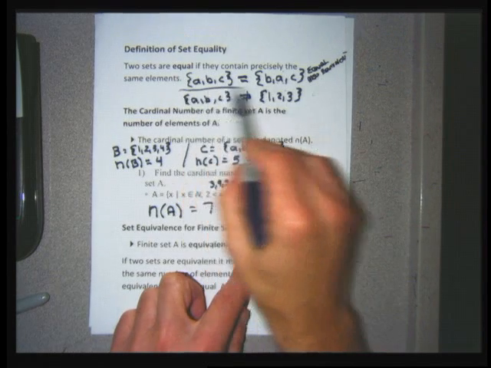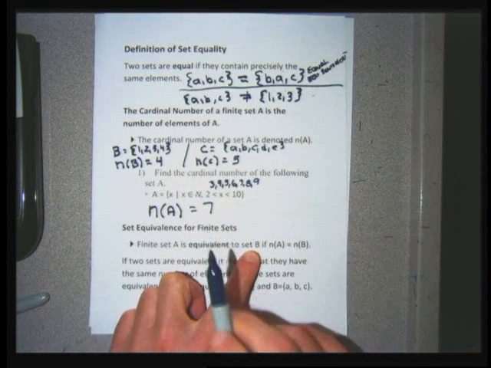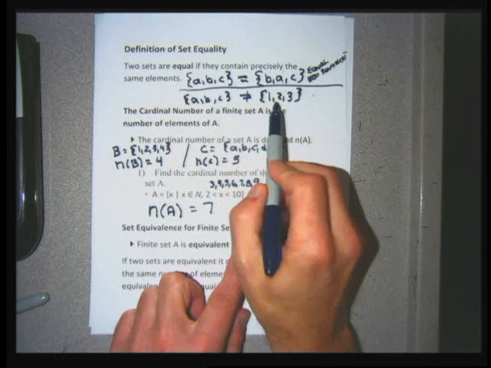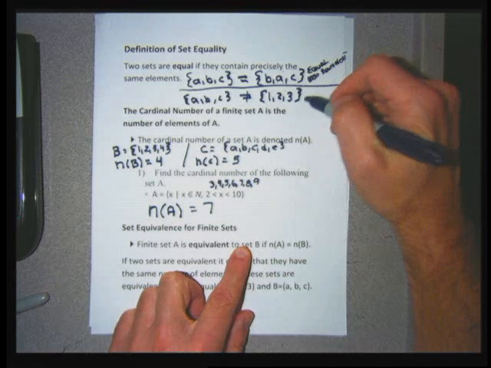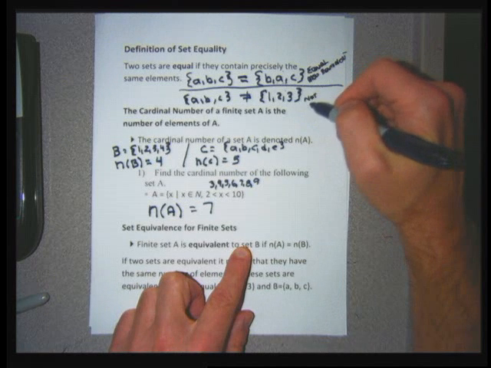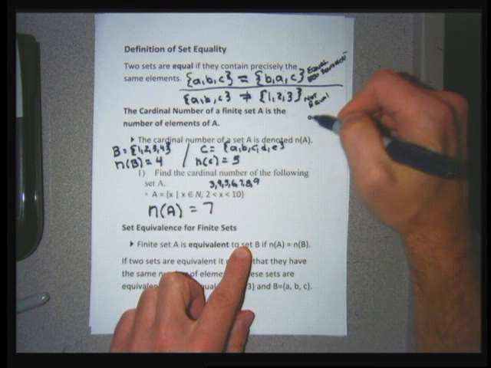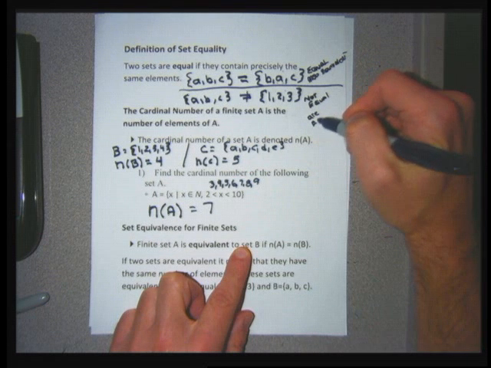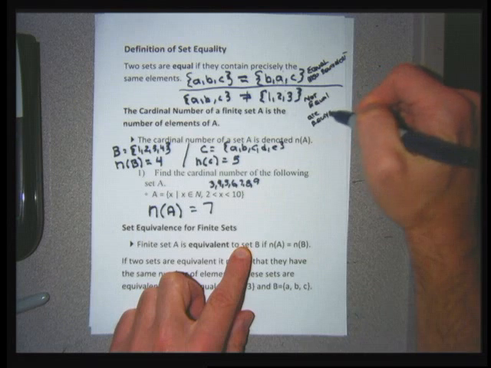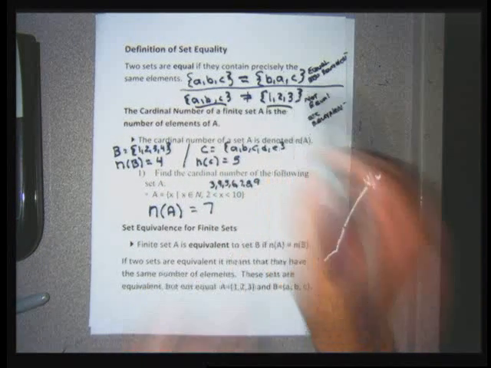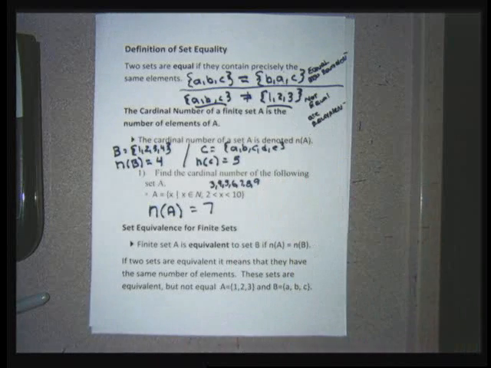So the sets ABC and BAC are equal and equivalent. The set ABC and 1, 2, 3, they're not equal because they don't have exactly the same elements, but they're still equivalent. Because to be equivalent, you just have to have the same number of elements. And because each of these sets, the set ABC and the set 1, 2, and 3, both have 3 elements, that makes them equivalent sets.